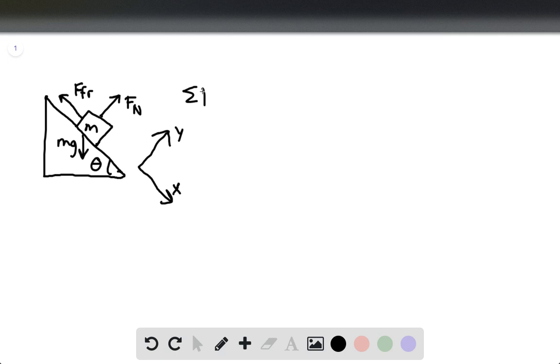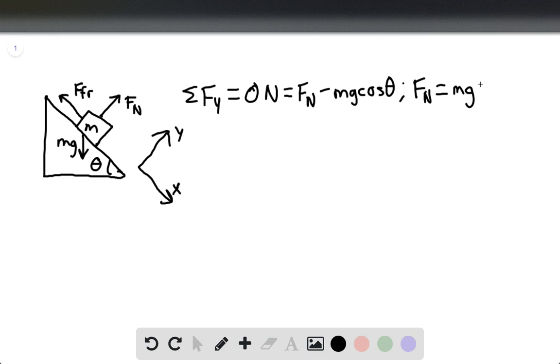So we can say that sigma Fy equals 0 newtons because the block isn't moving off the incline. So it's going to be traveling in the x-axis only. And this is equaling force normal minus the y component of gravity. In this case, it's going to be mg cosine of theta. So we can say that F sub n, force normal, equals mg cosine of theta.